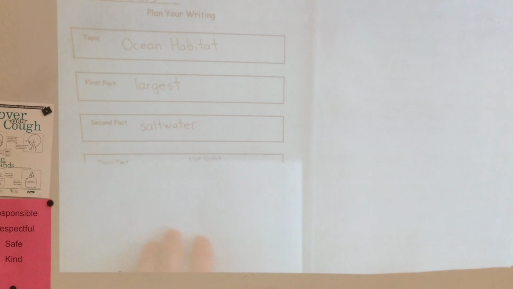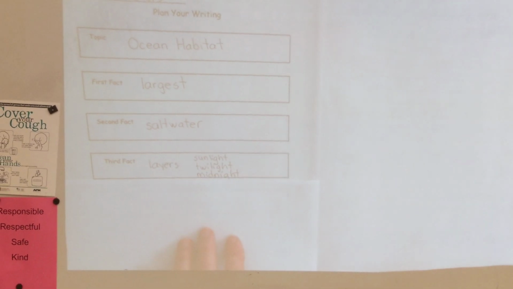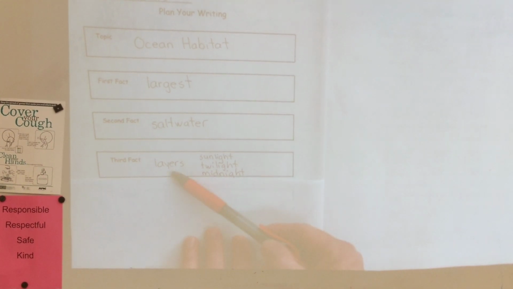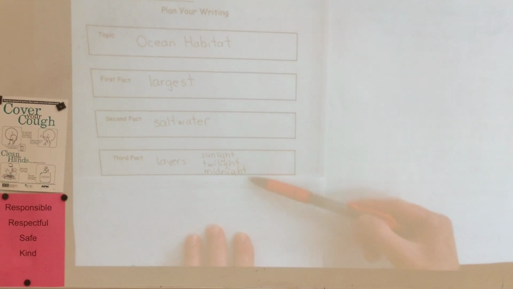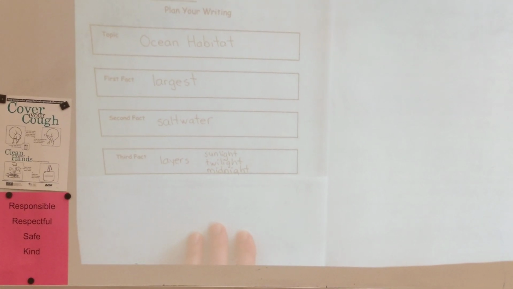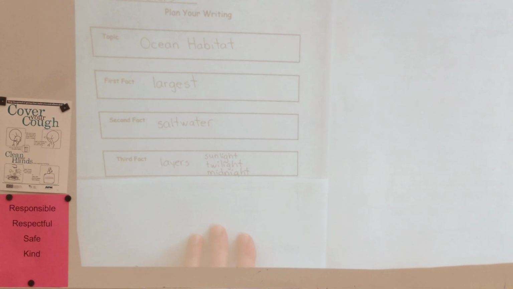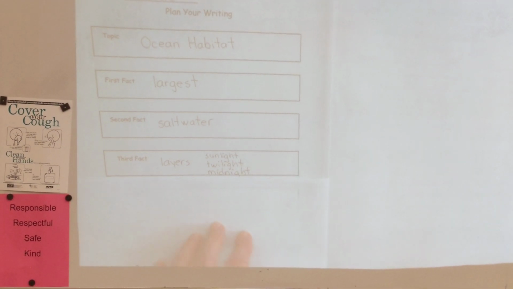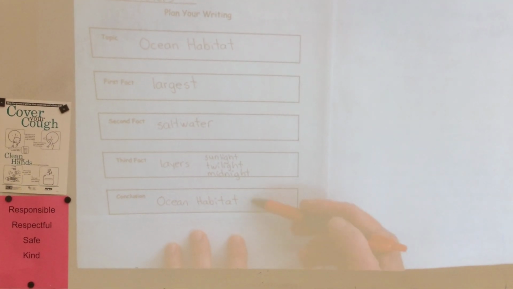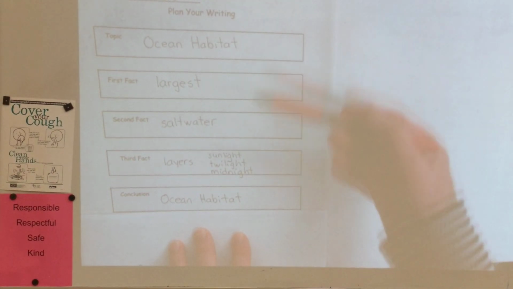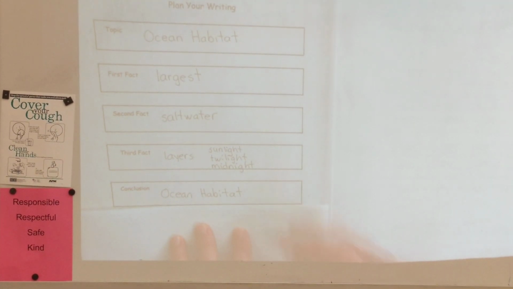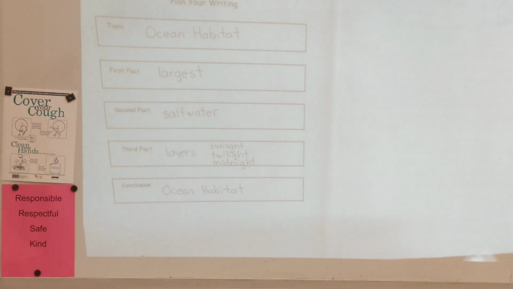And the third fact I'm going to write about was the fact that the ocean can be thought of as layers. And I wrote layers, but I also wrote the names of the 3 layers because I was concerned I might forget what they were when it came time to write my sentence. It's still not a sentence, just a few words. And the conclusion, remember, is always going to be the same as what your topic is. You're going to be reminding your readers what the topic was, in this case, ocean habitat.